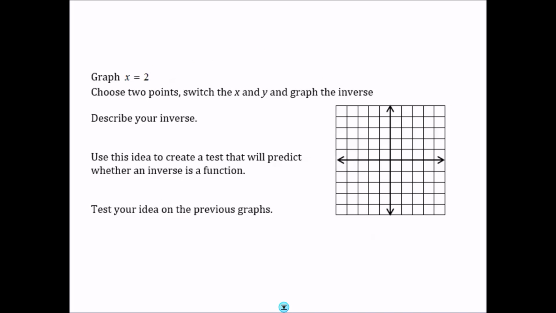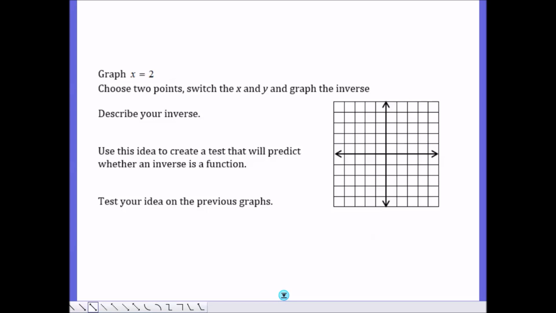Now, let's do one more example. I want you to graph x equals 2. If you think back to Algebra 1, remember that a vertical line has an undefined slope and is x equals a number. So this is going to be a vertical line at 2.